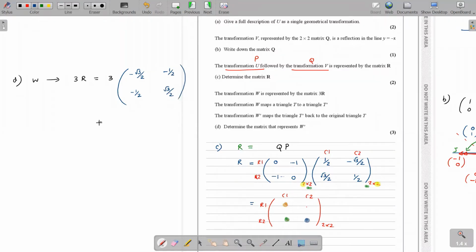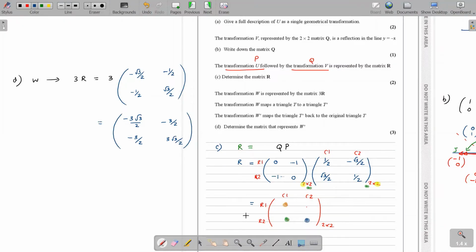Can you all get me the 3R value? 3 into minus root 3 over 2 is minus 3 root 3 over 2. 3 into minus half is minus 3 over 2. 3 into minus half is minus 3 over 2. 3 into root 3 over 2 is 3 root 3 over 2. This is the 3R matrix.